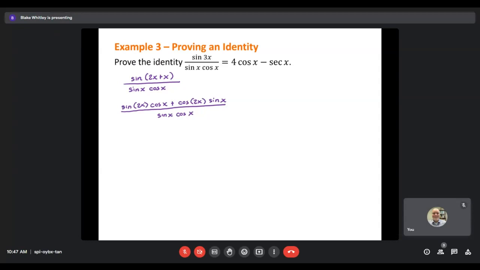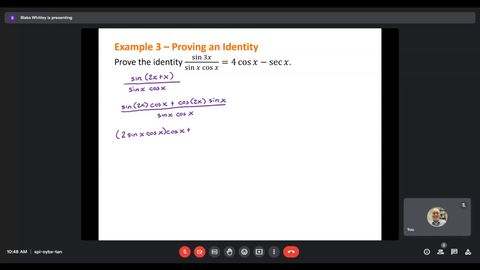Okay. Now, at this point, we have to decide which way we want to go, right? Because we've got a sine of 2x. We know for sure what that's going to be equal to. We can do 2 sine x cosine x for that, and then that gets multiplied by cosine x. But this cosine of 2x, we have some options, right?